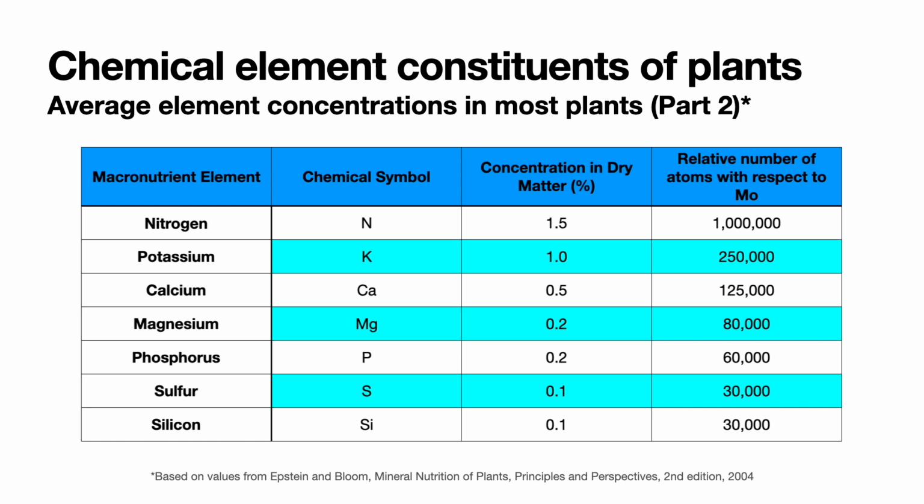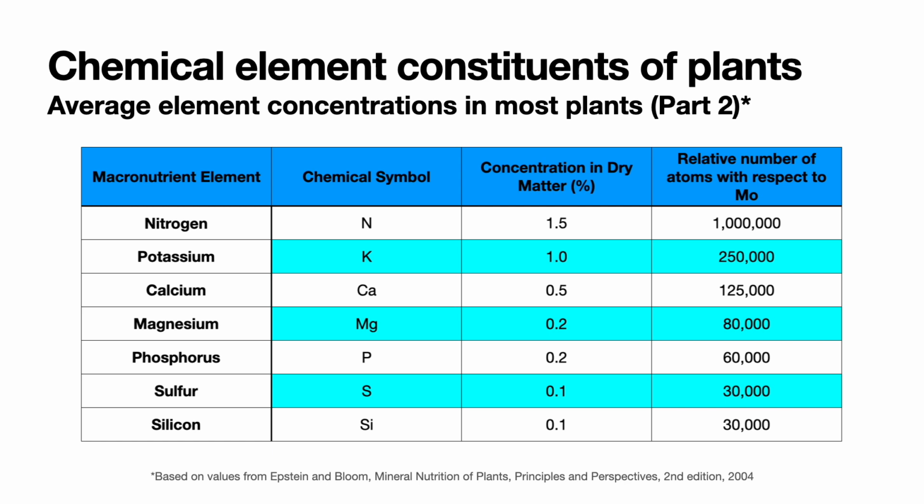The next element with the highest concentration is calcium, and it represents about 0.5% of the dry matter with 125,000 atoms to molybdenum. Magnesium is next at 0.2% and 80,000 atoms relative to molybdenum. Then comes phosphorus at 0.2% at 60,000 atoms relative to molybdenum, followed by sulfur at 0.1% at 30,000 atoms per molybdenum atom. And then a relatively newly recognized element is silicon.